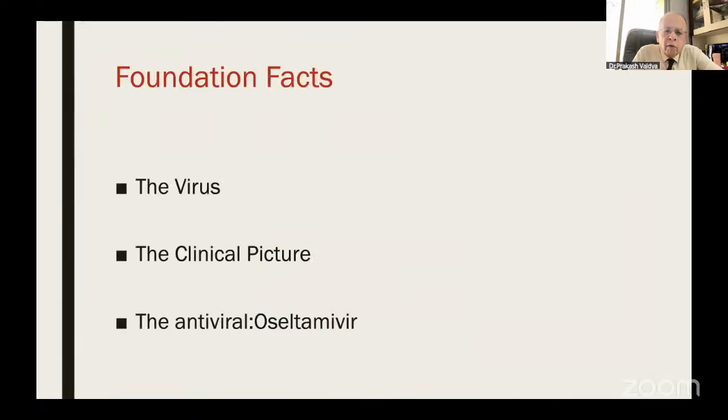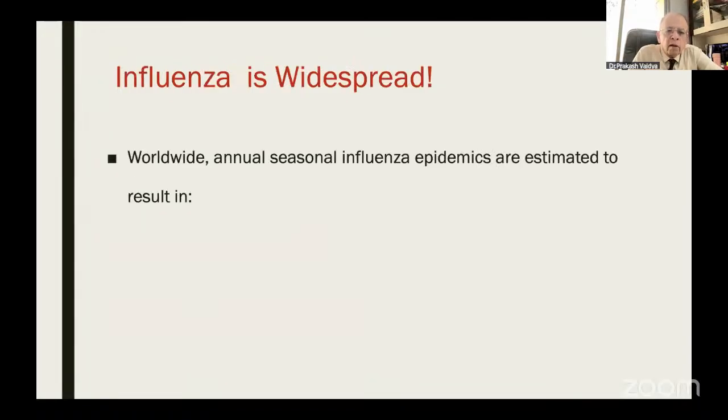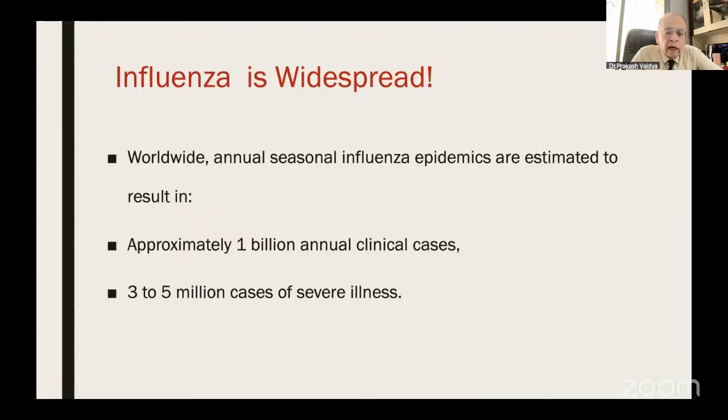Now let's look at the foundation facts. The virus of influenza, the clinical picture, and the antiviral. Now we know that influenza is widespread, and in the last monsoon, which is still on in most parts of the country, we have had huge epidemics of influenza. And we believe these figures because there are almost 1 billion annual cases in the world, 3 to 5 million severe cases, and the mortality is thought to be almost 300 to 600,000 a year. So this is the kind of problem that flu has.